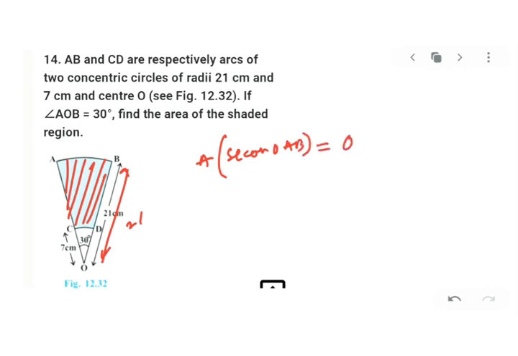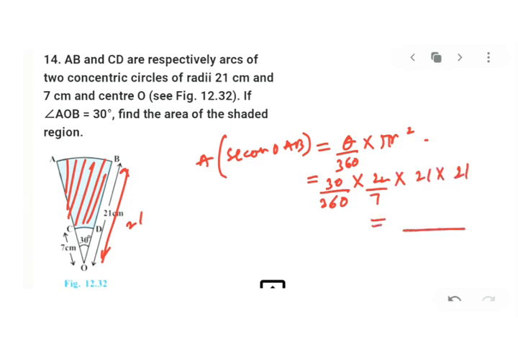उस सेक्टर के एरिया में आप थीटा अपॉन 360 इंटू पाई आर स्क्वायर डालेंगे. थीटा विल बी हियर 30 अपॉन 360. पाई आप 22/7, रेडियस इस बार आप 21 लेंगे. So this will be your area of bigger sector.